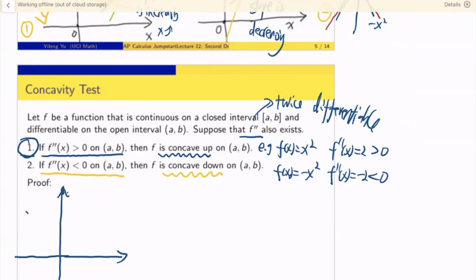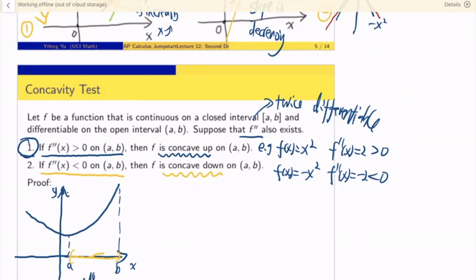All right, so here we have a function. This is a and this is b, this is x and this is y. Now we know the second derivative in this interval. This one is positive.